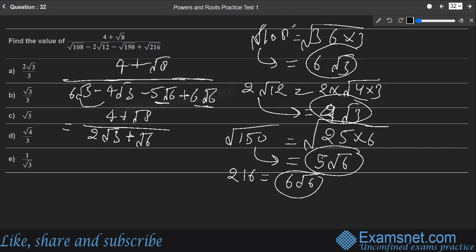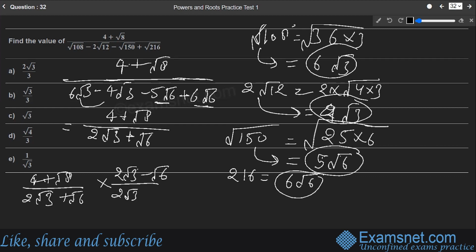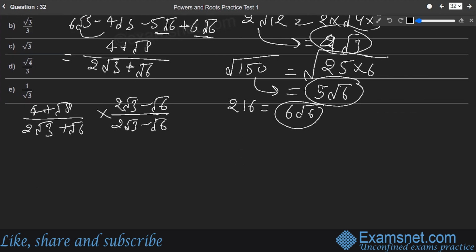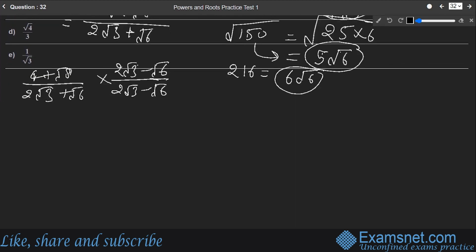But the answer is given as a single fraction only, so we'll have to rationalize this. For that, we have to multiply by the conjugate of the denominator. If we do that, we get 4 plus root 8 divided by 2 root 3 plus root 6, into 2 root 3 minus root 6 divided by 2 root 3 minus root 6. This is the conjugate. Let us solve it a little further. Now a plus b, a minus b is always going to be a square minus b square.